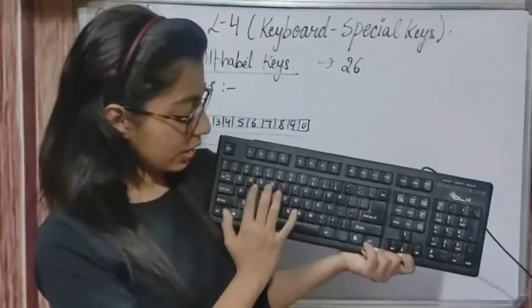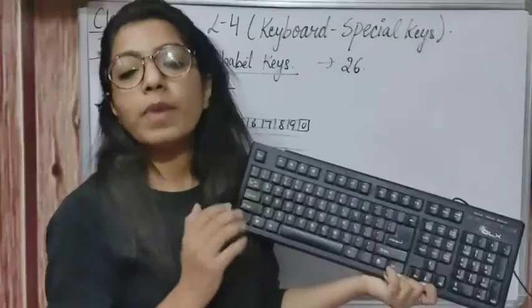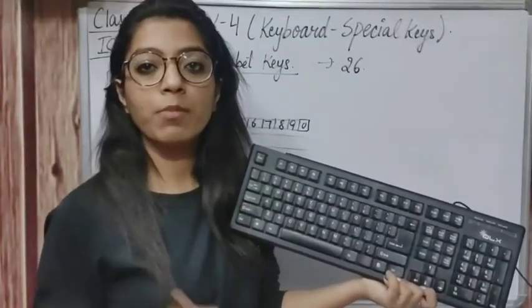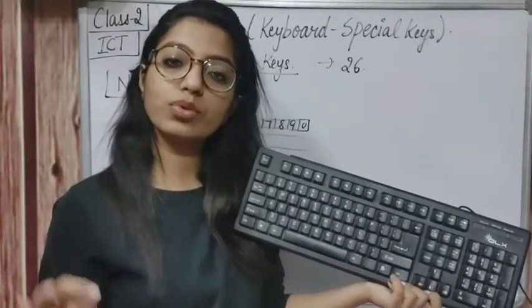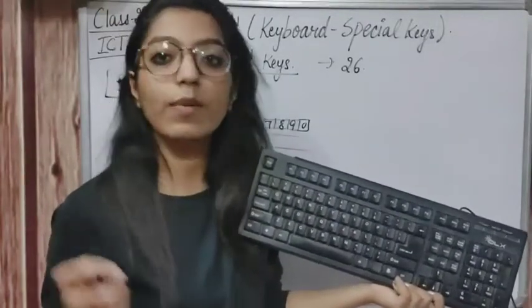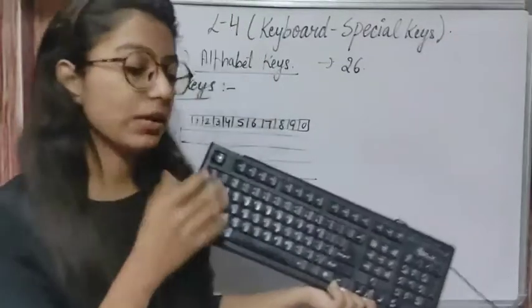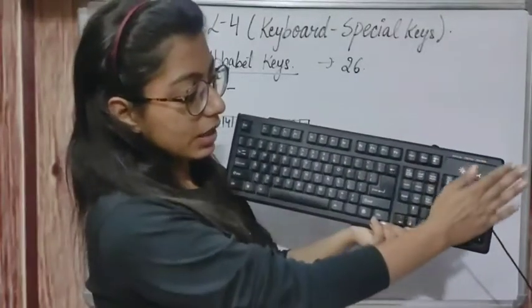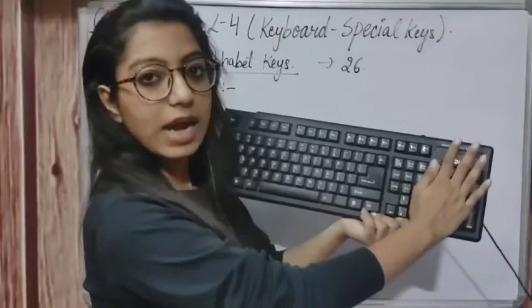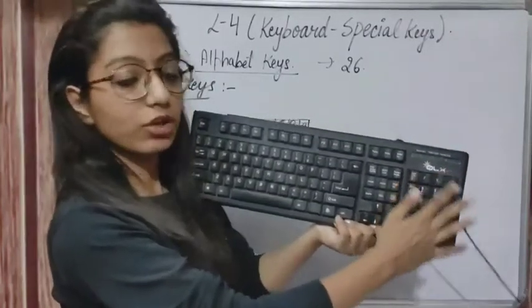Understand? These were the alphabet keys, and just above these are given numeric keys from number 1 to 0. Okay, 1, 2, 3, 4, 5, 6, 7, 8, 9 and 0. These are the 10 numeric keys given. Then on the other side, on the right side, here you can see this tab. Now I will be telling you about this.